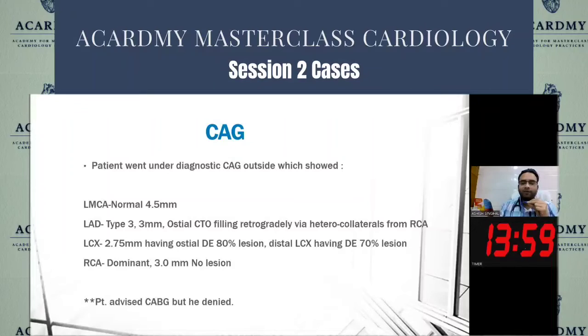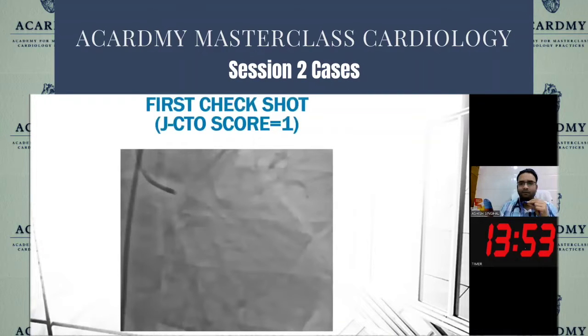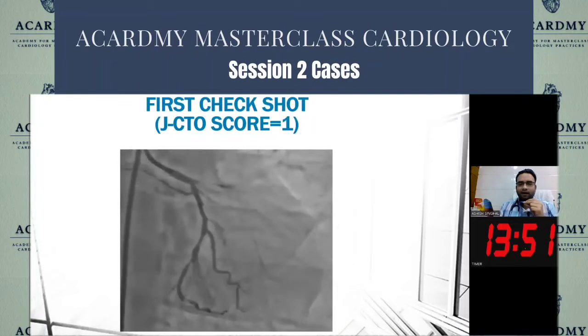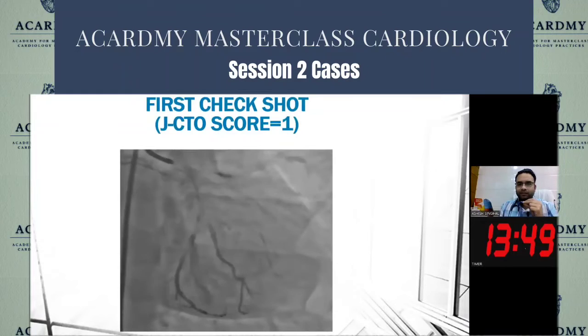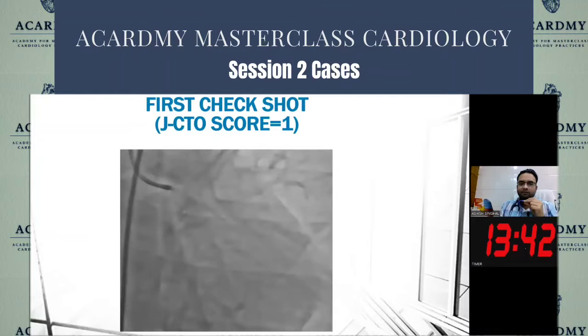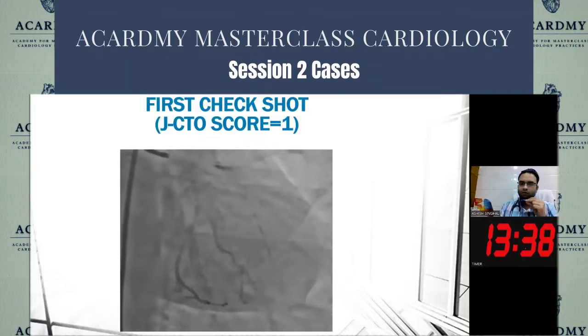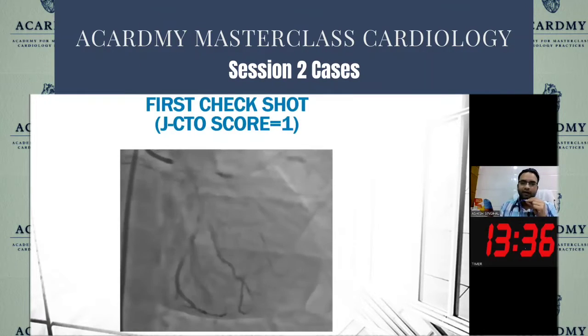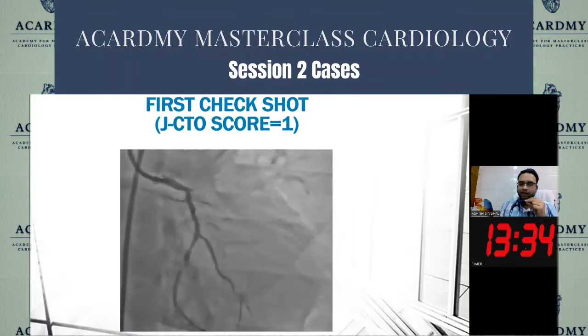He was advised bypass surgery, but he denied, because he was reluctant to undergo a CABG. So after reviewing this patient, we decided to go for angioplasty. This was the first check shot. We saw a significant lesion at the LMCA bifurcation with a near total occlusion of the left anterior descending artery, and a discrete eccentric 80% lesion at the ostium of the circumflex.